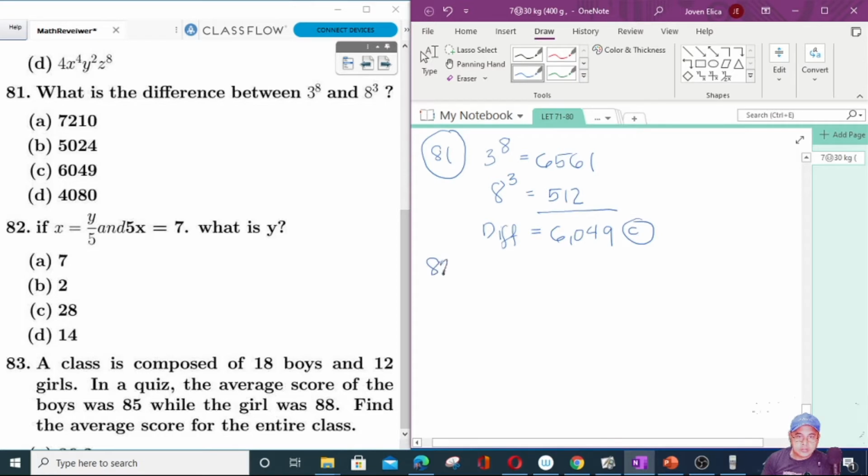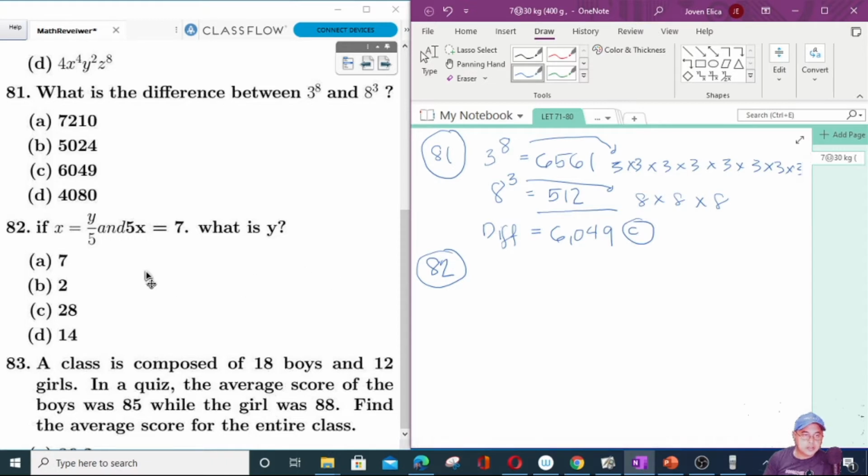81, 82. Actually, you can also expand this one to 3 times 3 times 3 times 3, 1, 2, 3, 4, 5, 6, 7, 8, and then calculate it. Also this one, 8 times 8 times 8. Okay. Now since calculator is allowed, you can use your calculator to get the answer fast.